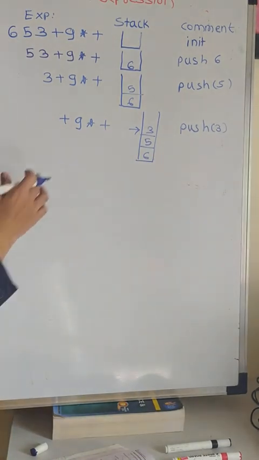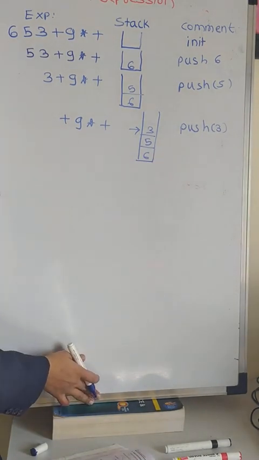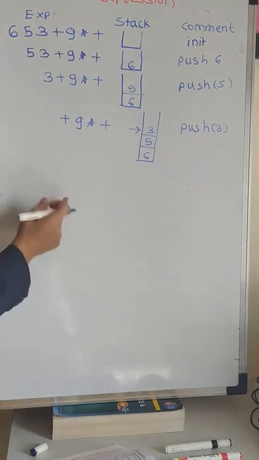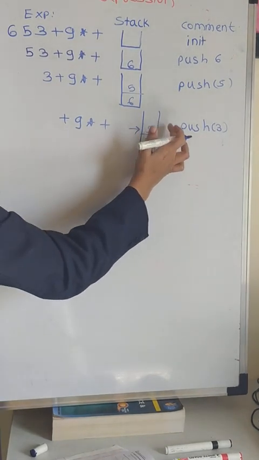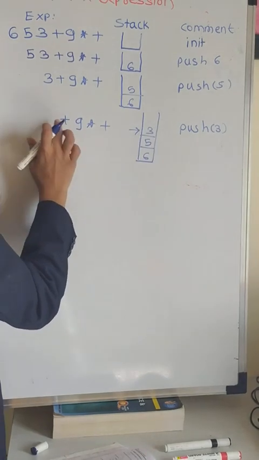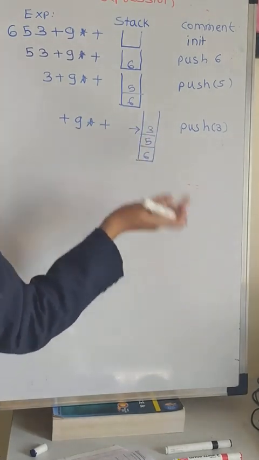Then plus. If the next token is an operator, then pop out these two, apply this operator on these two, and again push the result.